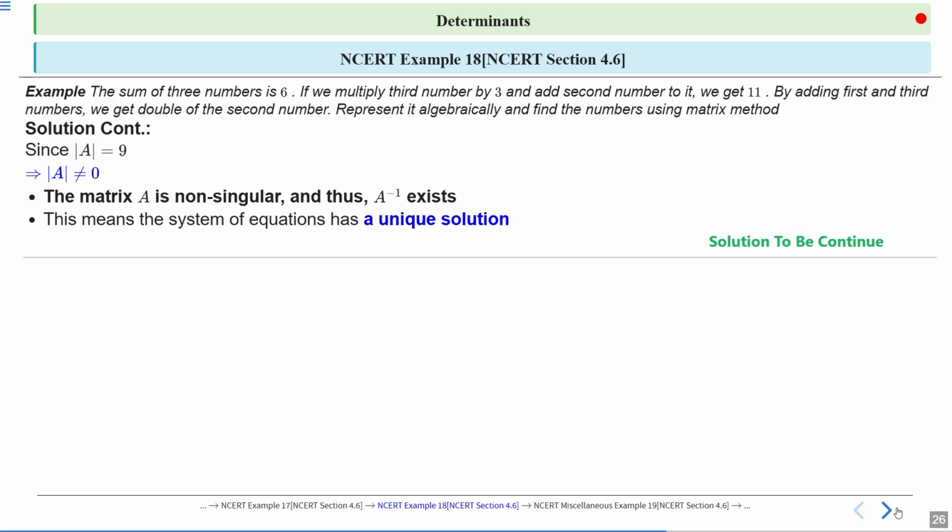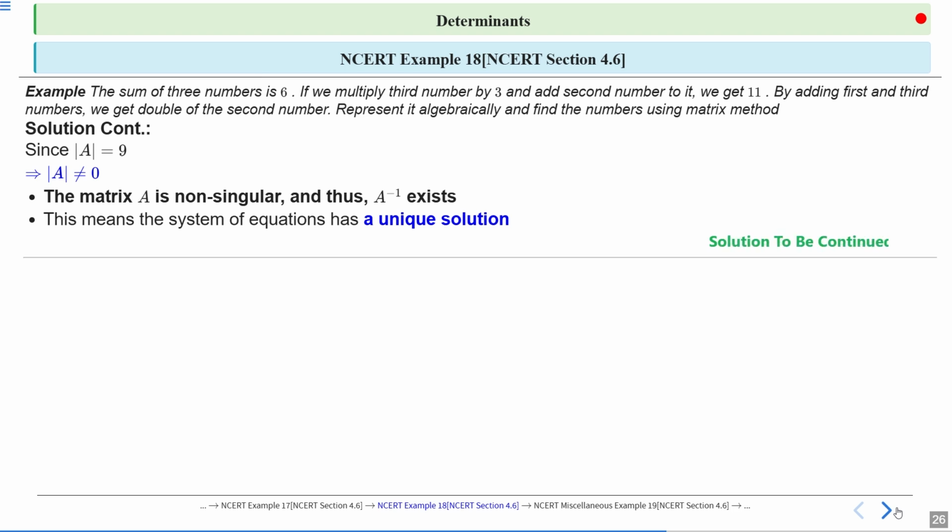So now we get the first linear equation. The second line, if we multiply the third number by 3, the third number is z. We multiply by 3, so 3z, and add the second number to it. The second number is y. So y plus 3z, we get 11. So the second equation is y plus 3z equal to 11. That's your second linear equation.